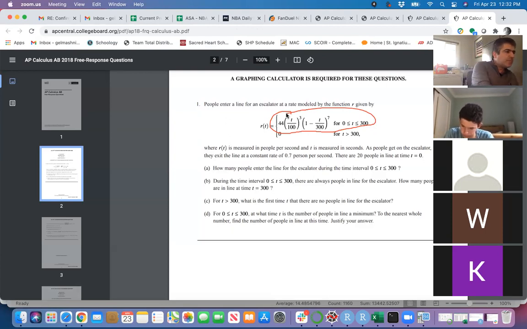I'm going to pull up the answers. And it may have fed you false information. For part B, your rate is just 0.7. So you're doing R of t minus 0.7 for the net change.